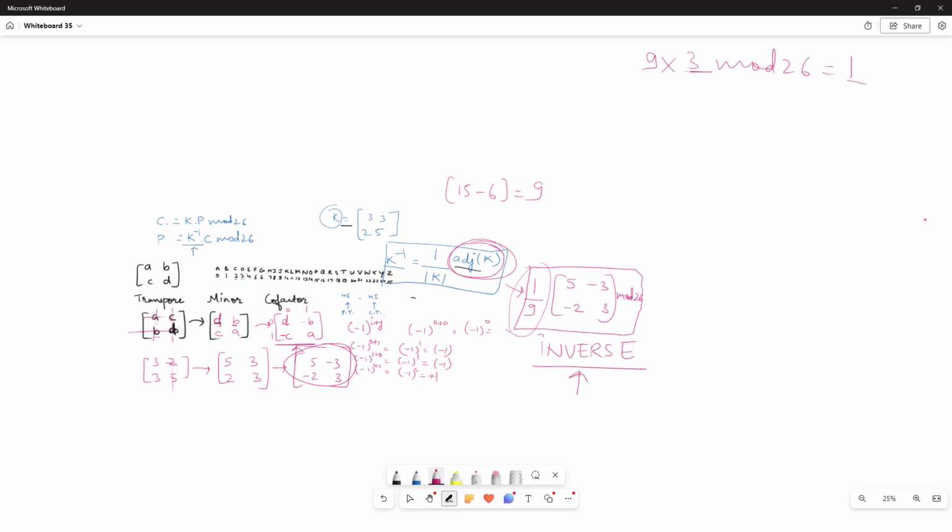So this value, which is 1 over 9, can be written as 3 times (5, negative 3, negative 2, 3) mod 26.